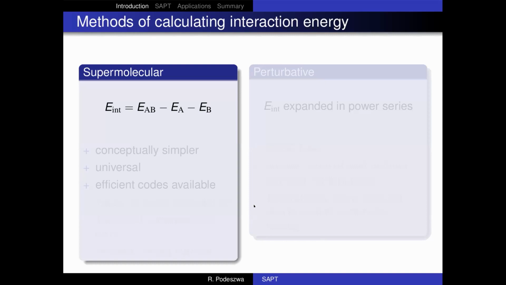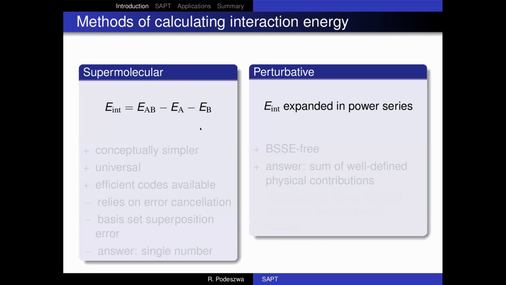Let me start with the basics. How can you calculate interaction energy for weak interacting systems? There are actually two basic approaches. One is supermolecular, when you calculate interaction energy by a subtraction of the energy of a supermolecule, for example, dimer, but it can be a larger collection of molecules, and you subtract energies of the monomers. Alternative approach is that you calculate interaction energy directly expanding it in power series.